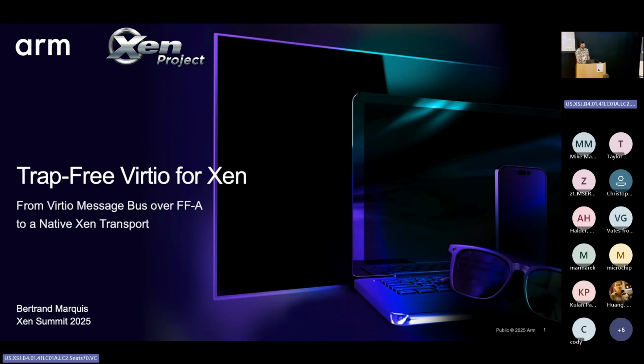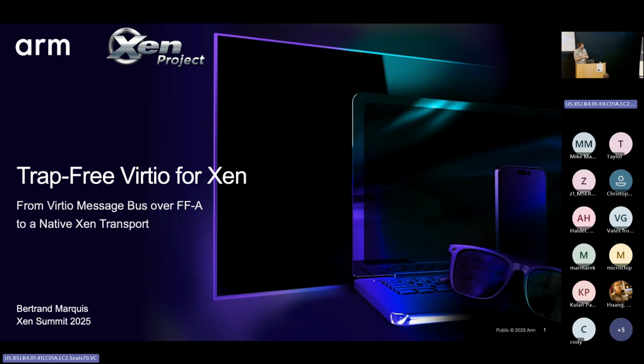So today I will present you a potential solution to have a trap-free Virtio solution for Xen. All this started almost 2 years ago. It was an initiative between ARM and Google to solve a problem for Android. Since then, lots of companies joined the initiative. We now have a Linaro group.